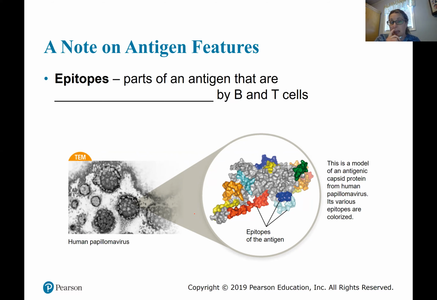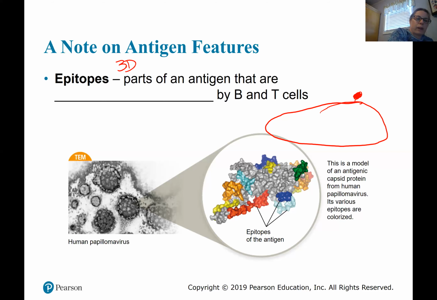Okay, so we're going to skip ahead to this slide on epitopes. So we have an antigen, right? Here's our E. coli, and it's got this little antigen on it. If we zoom in on the antigen, we have what's called an epitope, and that's going to be a three-dimensional part of an antigen that is going to be recognized by a T or a B cell.